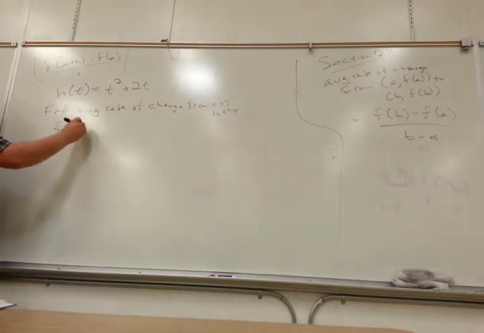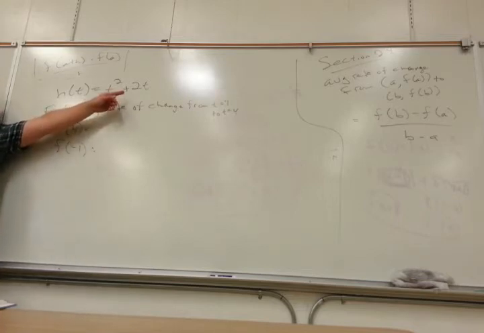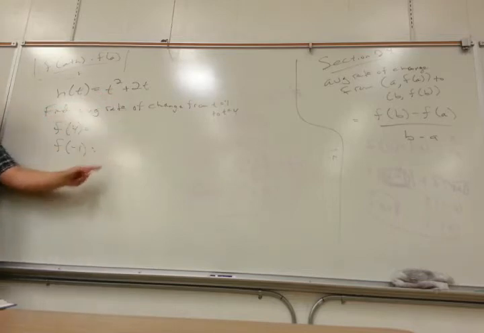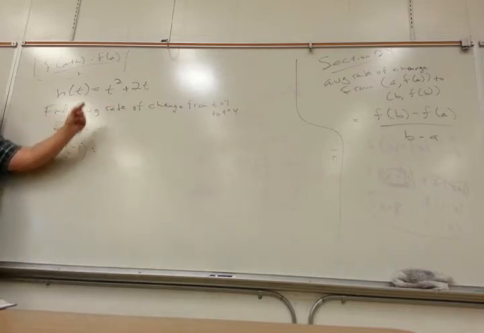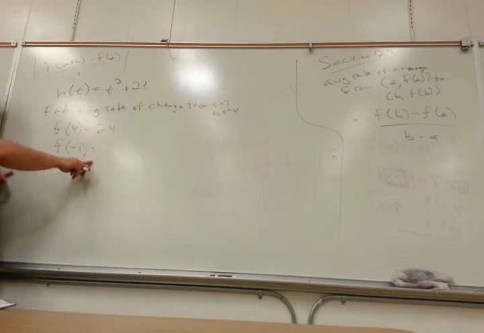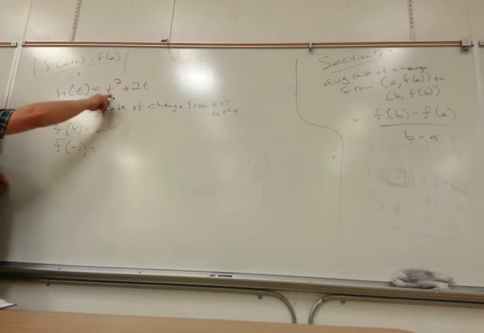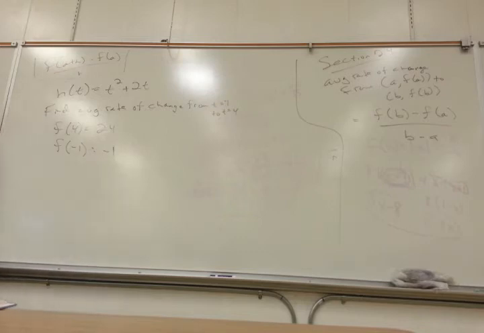So f of 4 and f of negative 1. f of 4 is 16 plus 8, so 24. f of negative 1 is 1 minus 2, so negative 1. Cool? You all right? All right.